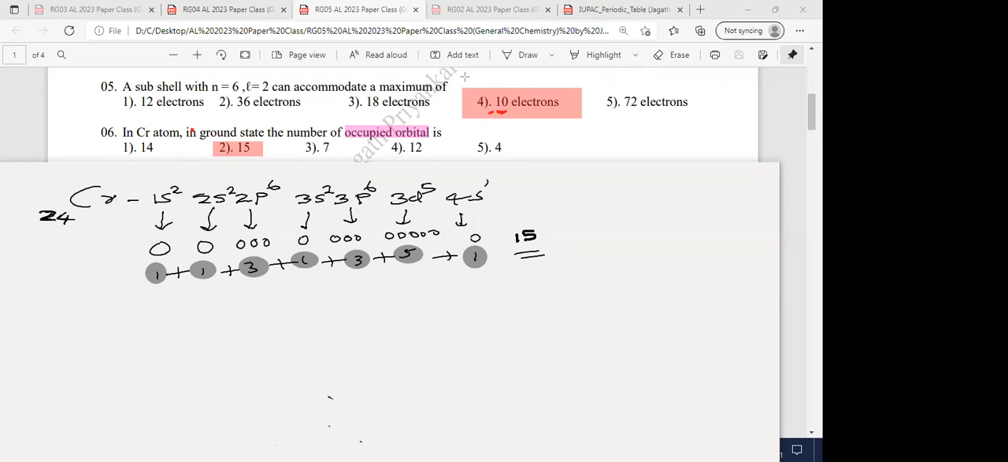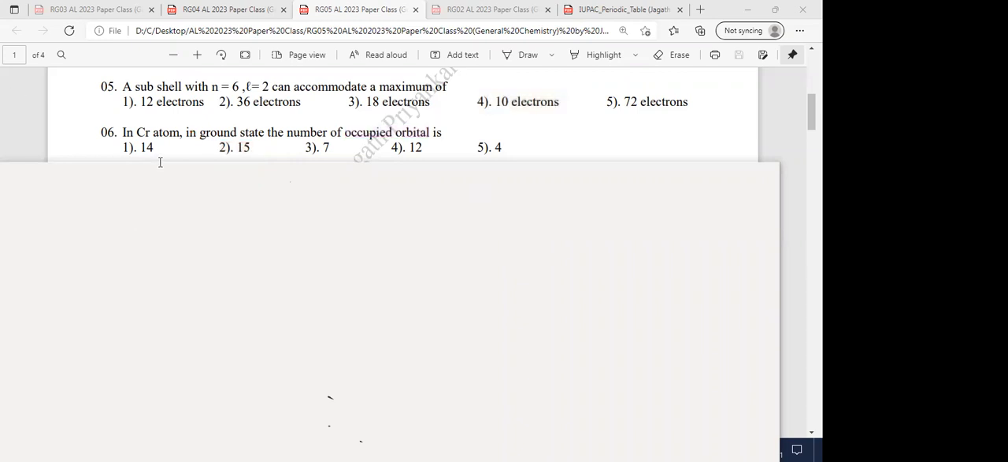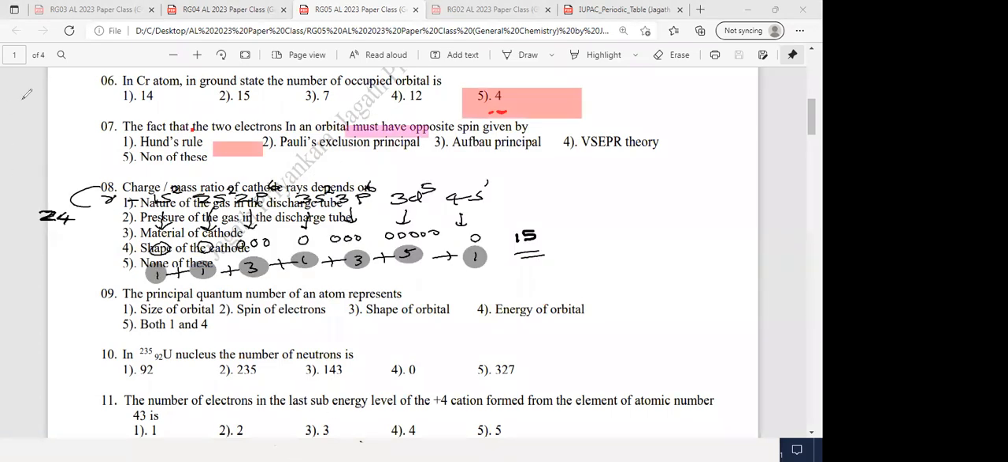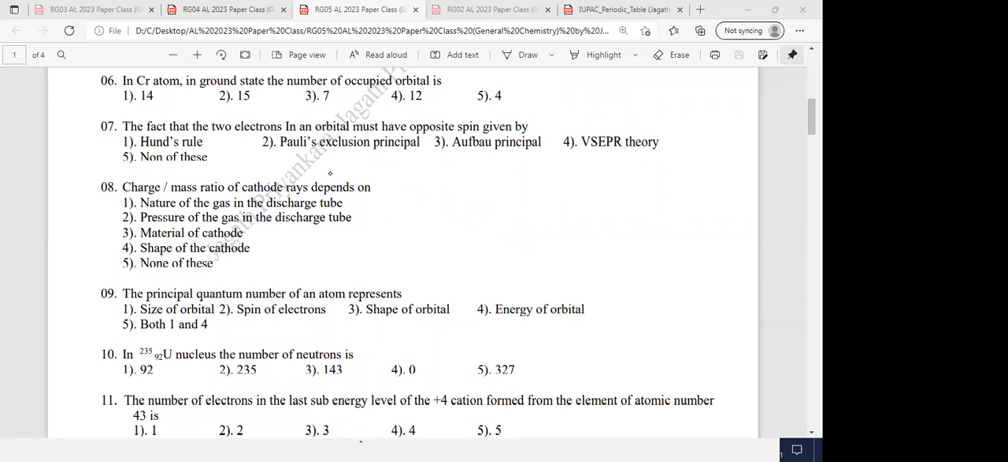Right. Then let's move to the next one. I'll erase the screen. Question number 7. What is the answer for the 7th MCQ? Can you quickly put the answer in the chat? Yes, what is the answer for the 7th MCQ?